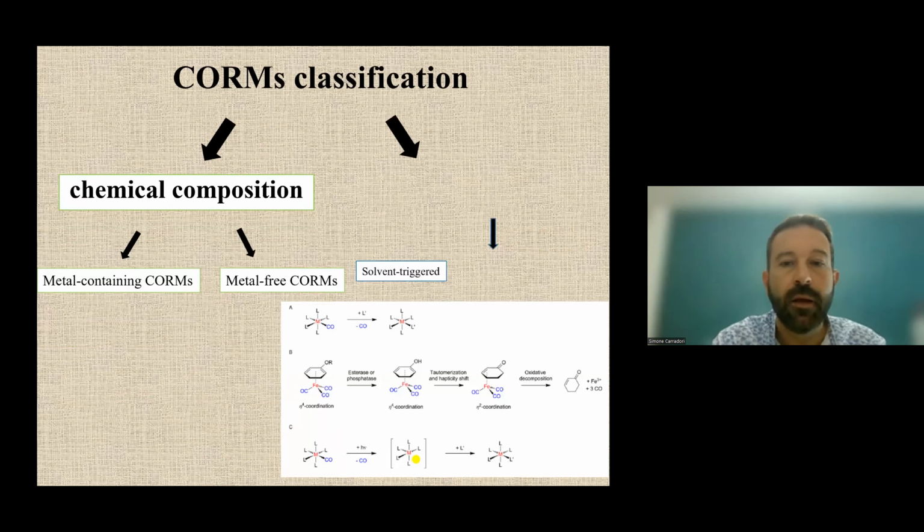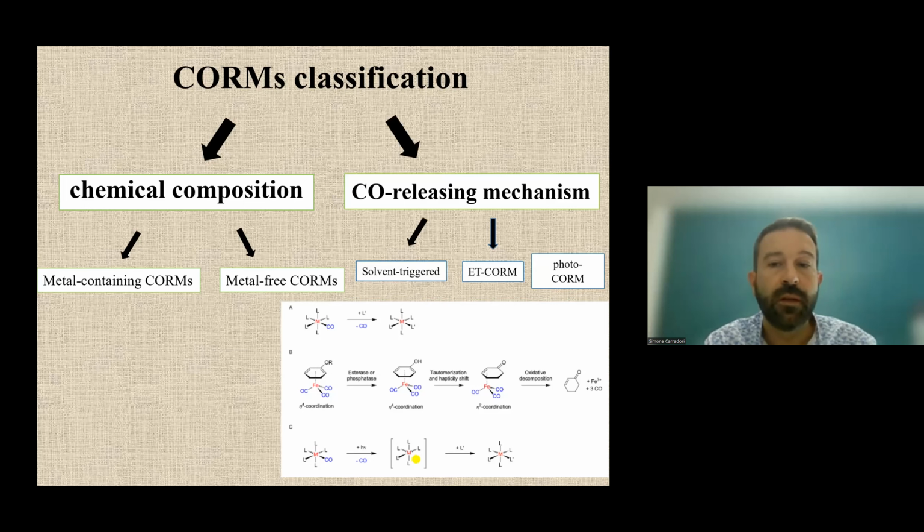And in particular, we can also induce this mechanism of carbon monoxide release using a trigger, which can be the solvent or specific enzymes, or, for example, radiation with a selected wavelength.